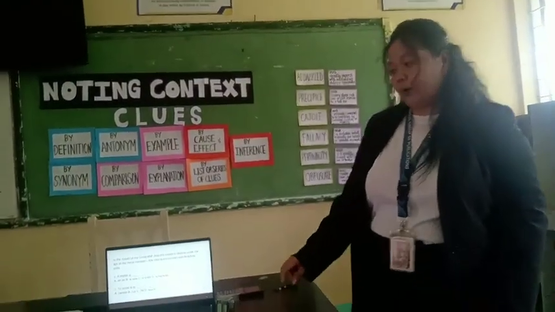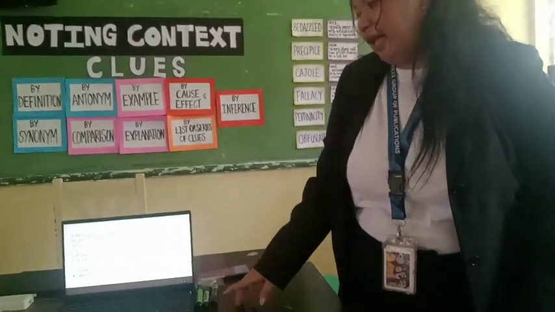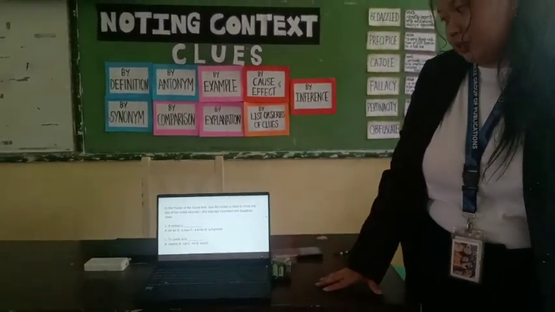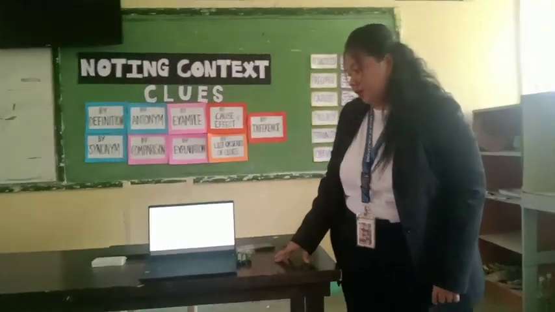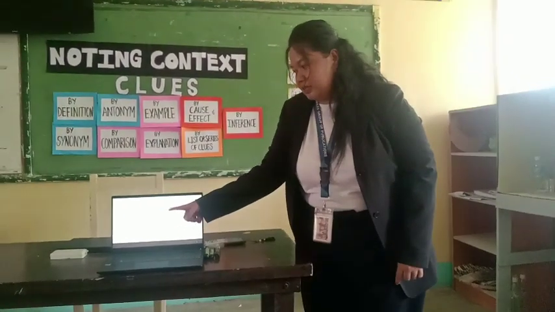Okay, for number 1. In the tower of the great bell, now the mallet is lifted to smite the lips of the metal monster, the vast lips inscribed with Buddhist texts. So number 1, a mallet is blank.